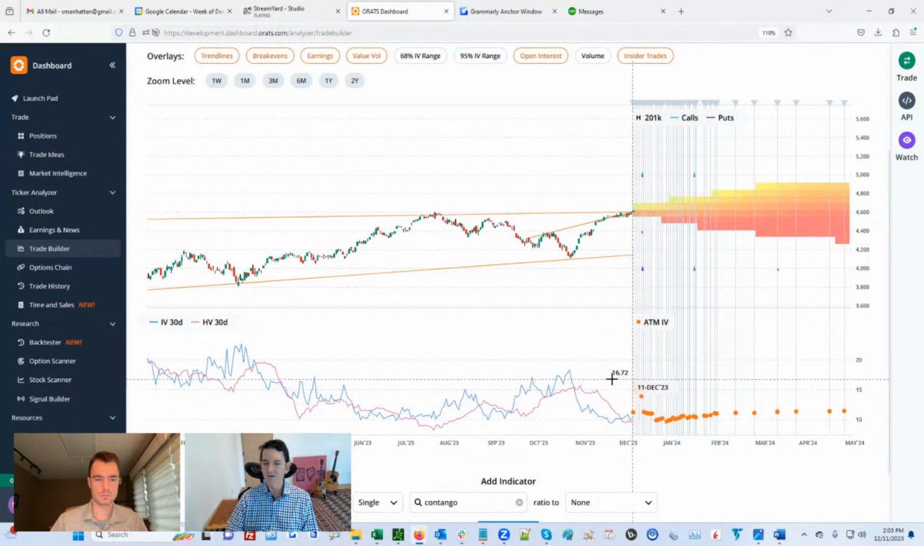We have a lot of news. This is a big news week in the markets, and then it's going to die down pretty good. So that's why that term structure looks kind of odd.